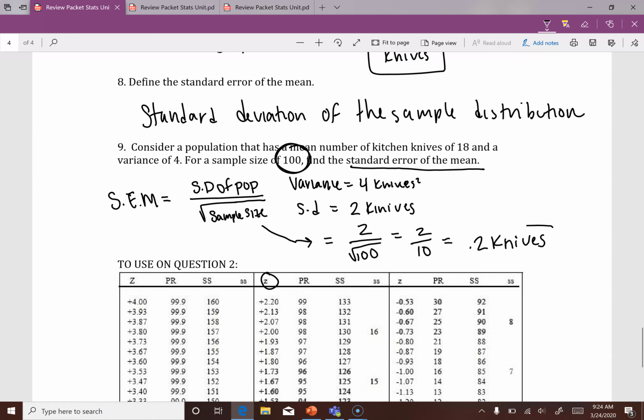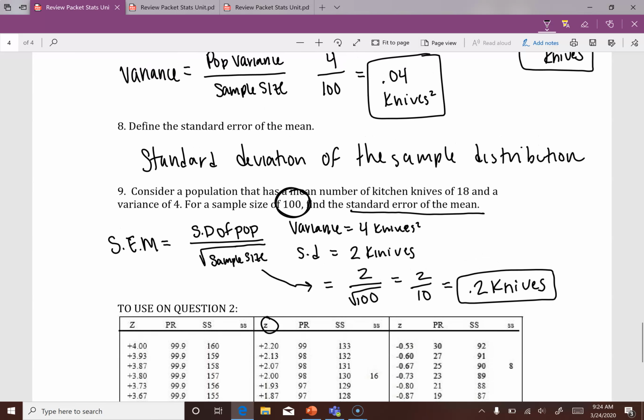Now, you might have solved this a different way. It's a little bit faster. If you know that your variance is 0.04 knives squared, you can go ahead and just take the square root of 0.04, right? 0.04 knives squared, if you will. And that's going to leave us with our answer, 0.2. Square root of knives squared just gives us knives. So if you want to do it that way, you can do it that way as well.